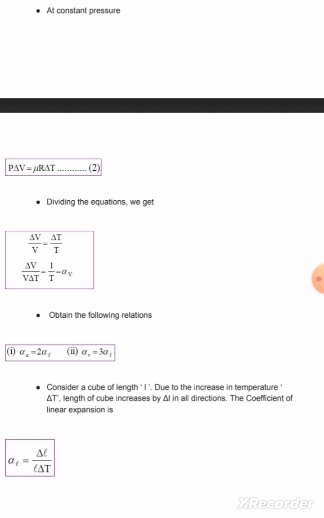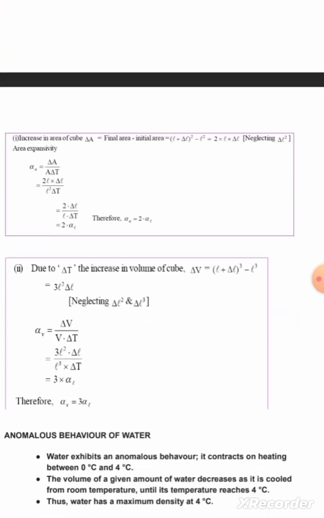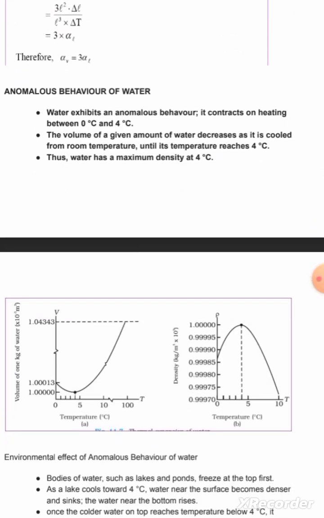Areal expansion is twice of linear expansion. Volumetric expansion is thrice of linear expansion. Consider a cube of length L. Due to increase in temperature delta T, length of cube increased by delta L in all directions. The coefficient of linear expansion is delta L by L delta T. Increase in area of cube delta A, final area minus initial area, and you have some calculations just to prove that thing that we know.